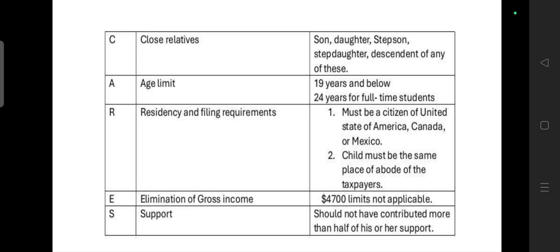Now let's move further into a deep dive on the qualified relative definitions. Just remember the keyword of the acronym. He may be the close relative. We are now discussing the qualifying child, the close relative. My child, my son, my daughter will be so close to me. My stepson, my adopted son, all those categories will come.